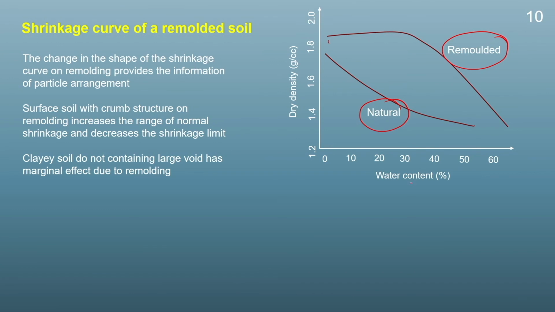So, when a surface soil with a crumb structure is remolded, the large voids disappear, the range of normal shrinkage increases, while the water content at the shrinkage limit will decrease. So, the surface soil with crumb structure on remolding increases the normal shrinkage and decreases the shrinkage limit, whereas a clay soil which does not contain any large voids has a marginal effect due to the remolding of the soil.